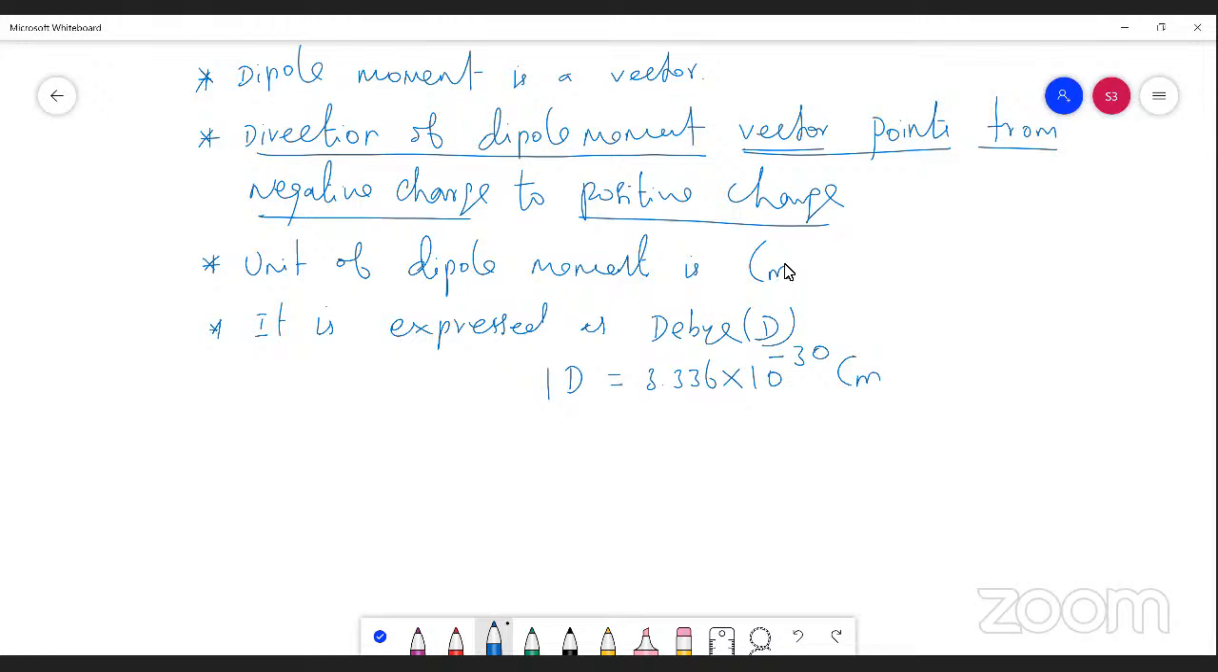The unit of dipole moment is Coulomb meter. It is usually expressed in debye units. One debye is equal to 3.336 into 10 power minus 30 Coulomb meter.